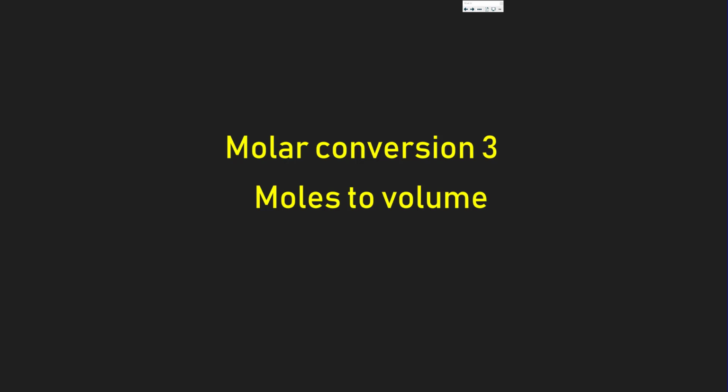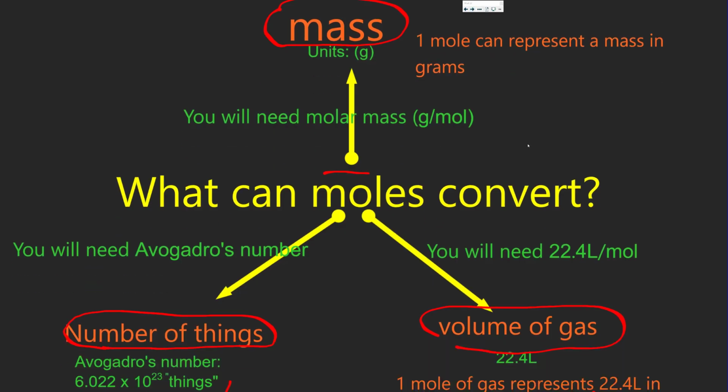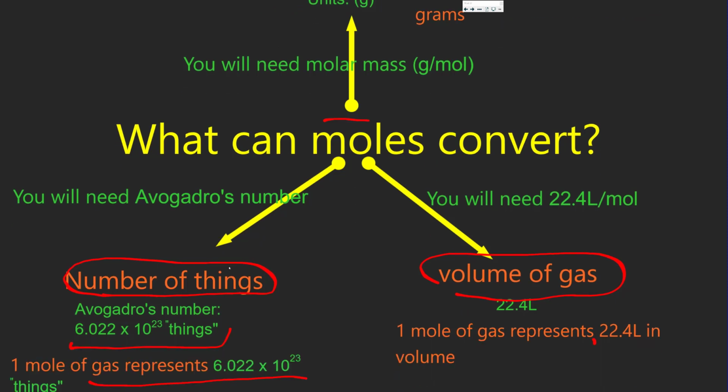So this is going to be the third molar conversion, and this is looking at moles to volume. For moles to volume, this one is a little bit different than the other two. The first two that we've talked about are converting moles to mass, or mass to the number of moles. The second one is the number of things with Avogadro's number. This one is about volume of a gas. So this one only applies if you have a gas.